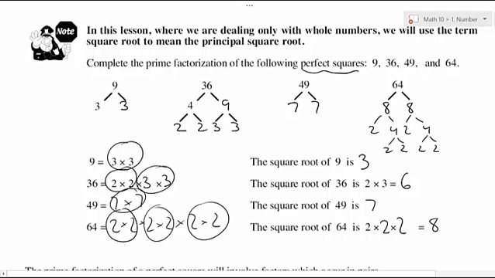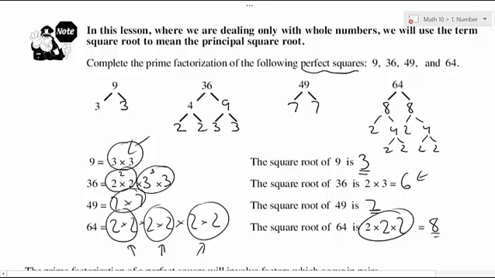All right? We take one of these numbers, okay, and that's the square root. All right, so we've got a pair of 3s, we just take the 3, and that's the square root. We've got a pair of 2s, so we take a 2. We've got a pair of 3s, we take a 3. 2 times 3 is 6, and that's the square root of 36. We've got 2 7s, so 7 is the square root of 49. And then we've got 3 sets of 2, so we're going to multiply those 3 2's together, and we get 8, and that's the square root of 64.